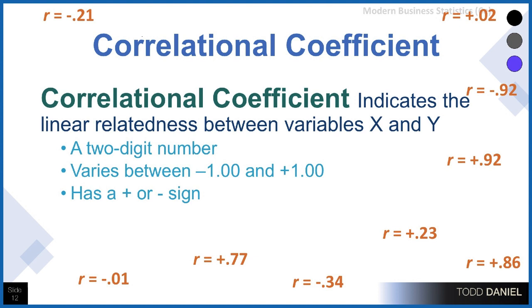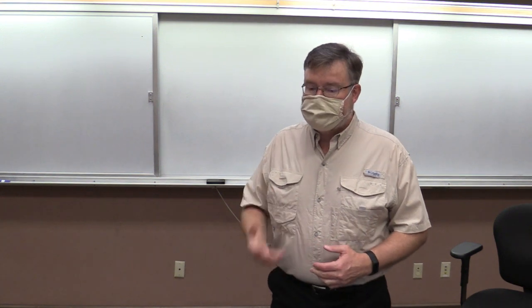Now this indicates the linear relatedness between variables x and y. It's going to be presented as a two-digit number, and it's going to be bounded by positive 1 and negative 1. So our correlation coefficient will never exceed positive or negative 1. And it will have a sign which indicates the direction of the relationship, and that will be either positive or negative.